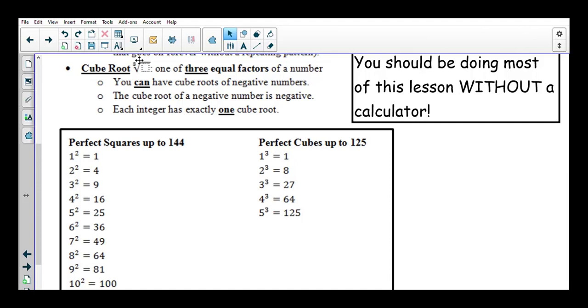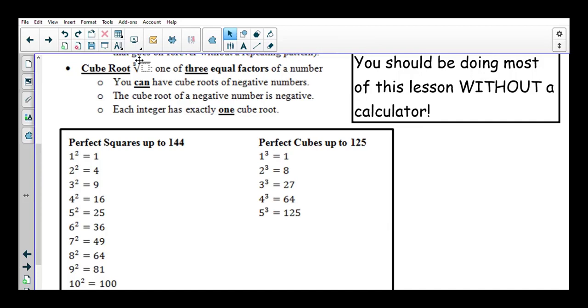Now what's important here is that you can have cube roots of negative numbers, unlike square roots, which you cannot. So if I say what's the cube root of negative 64 or the cube root of negative 8, those do exist. In fact, the cube root of a negative number will be negative, and each integer has exactly 1 cube root. So if I take x to the third power and I get 8, there's only one solution to that, and that is 2.